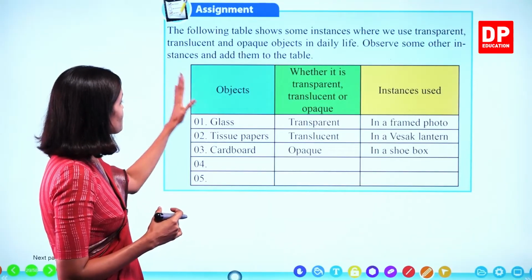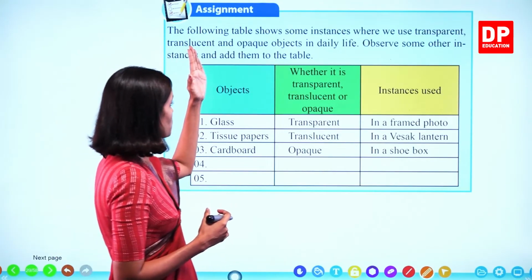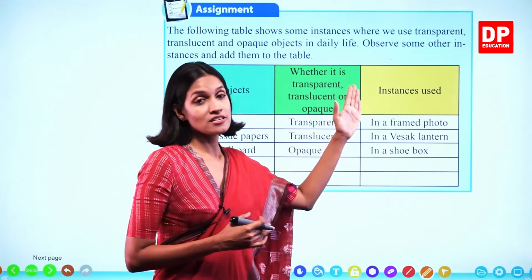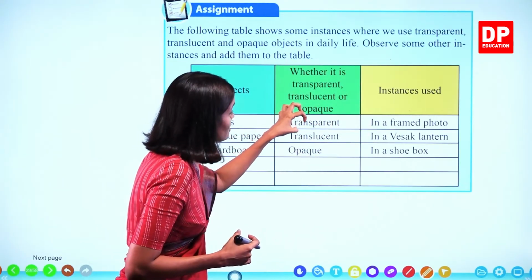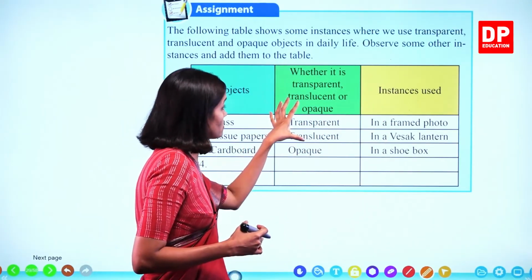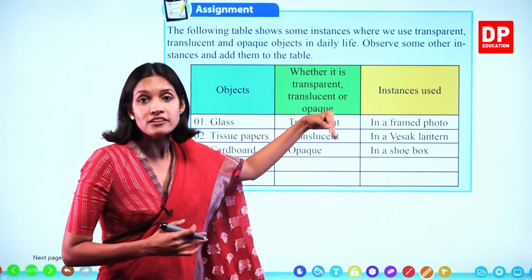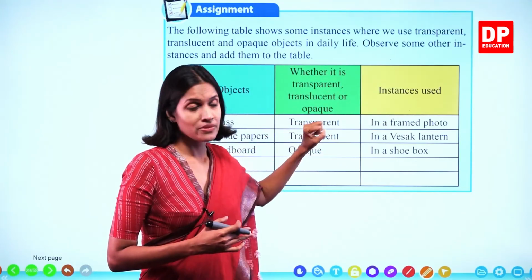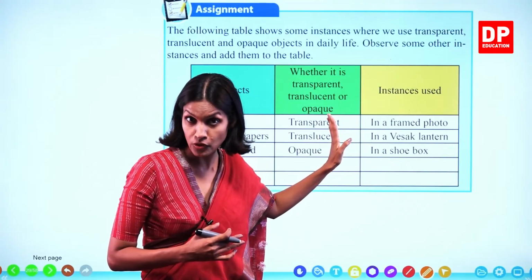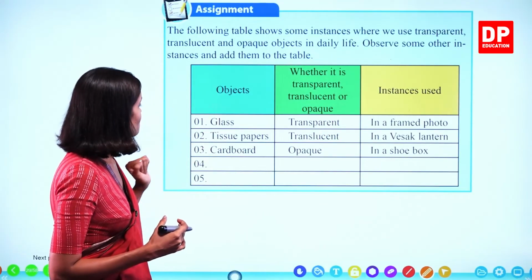So here the first column is the given objects, the second one is whether it's transparent, translucent or opaque, and then the instances used. Because of the transparent quality, it's used in certain instances. Because of the translucent quality, there are different instances we use them, right? Because of the opaque quality, there are different instances we use them. Okay, so we'll go through them.